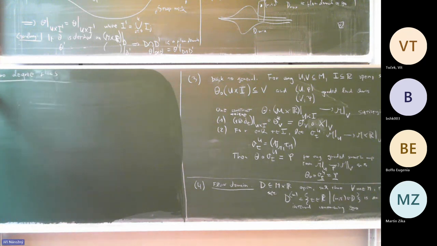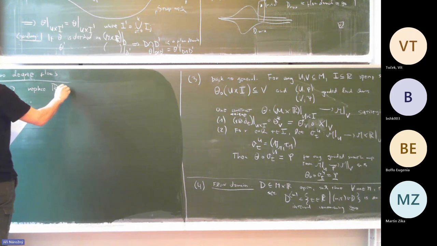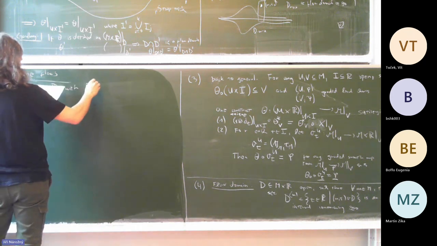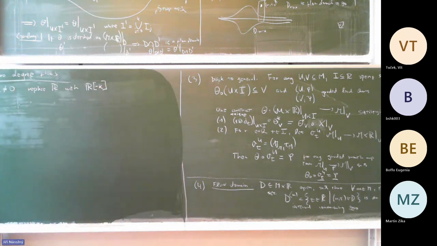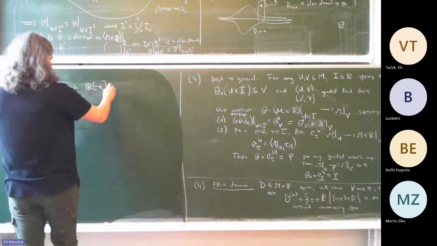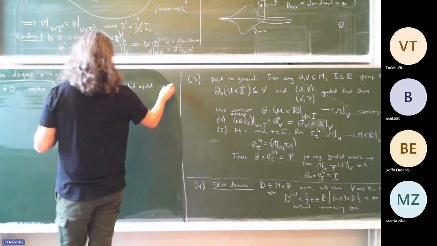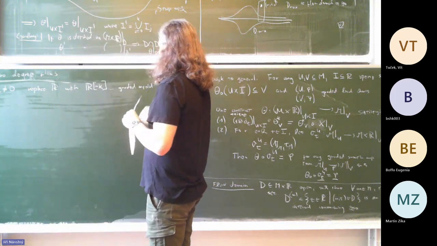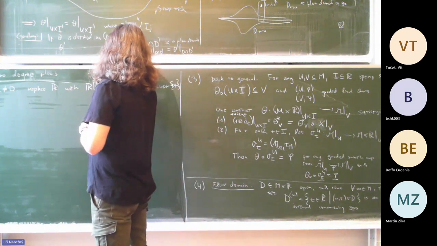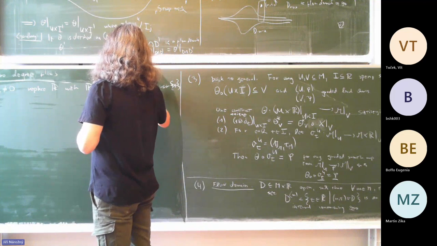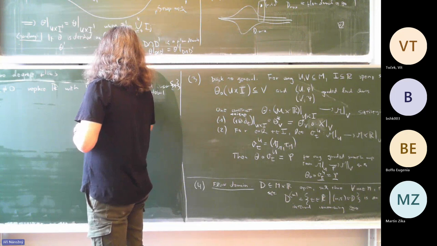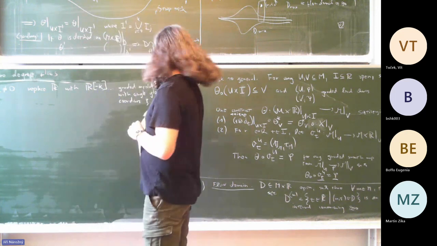Okay, so this time I assume that my vector field has some non-zero degree. And the idea is to replace R with R shifted by minus k. This is kind of just a notation, don't worry too much about it. So this means that this is a graded manifold, and the underlying ordinary manifold is just a point. So the underlying manifold is trivial, with a single global coordinate psi of degree minus k.